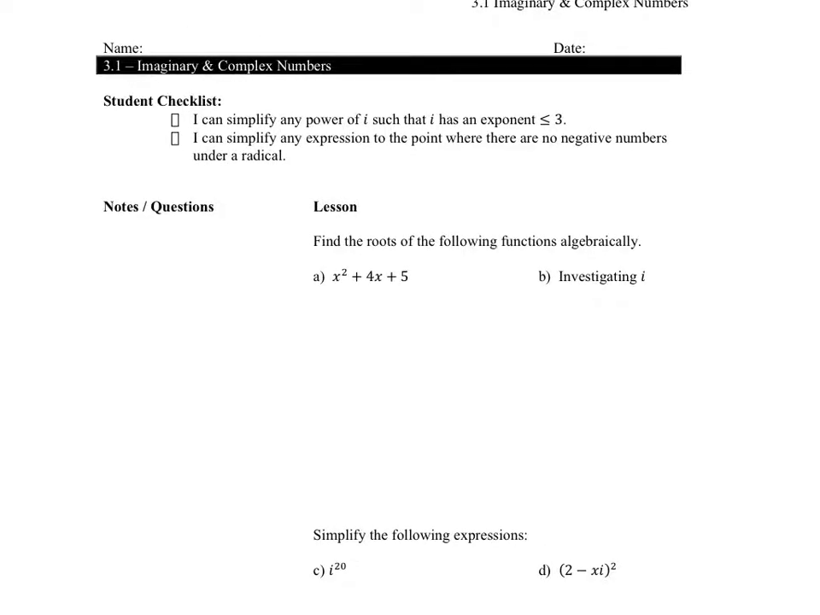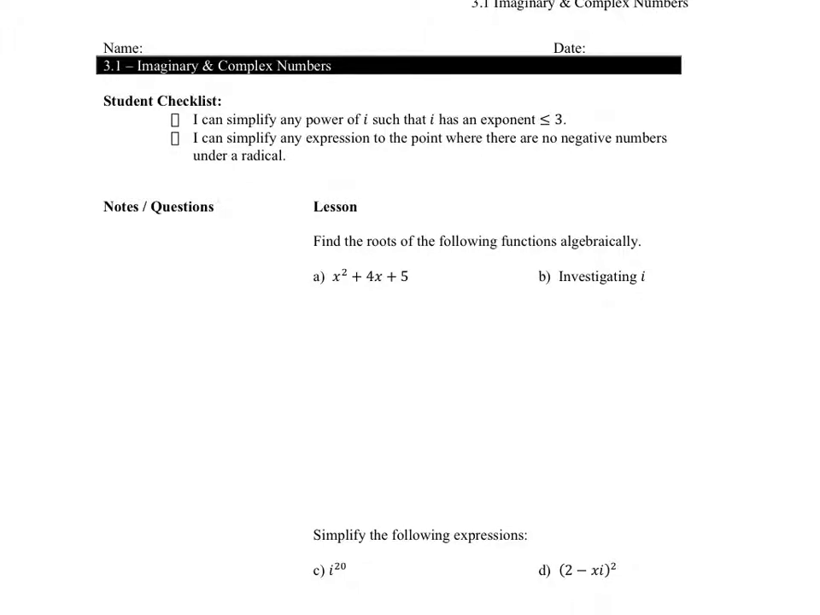The student checklist here says that you're going to be able to simplify any power of i, which we haven't really talked about yet, such that i has an exponent of less than or equal to 3. And then you're also going to be able to simplify any expression to the point where there are no negative numbers under radicals. We've had that in the past where you've left things as like the square root of negative 3. Not doing that anymore. We're going to have a way today to get rid of those radicals.